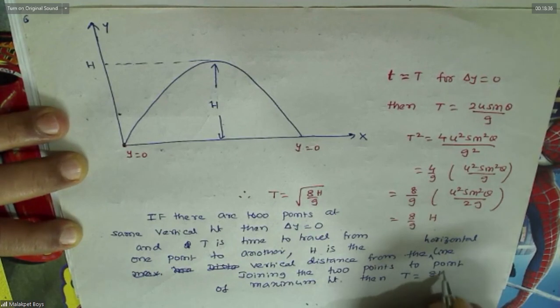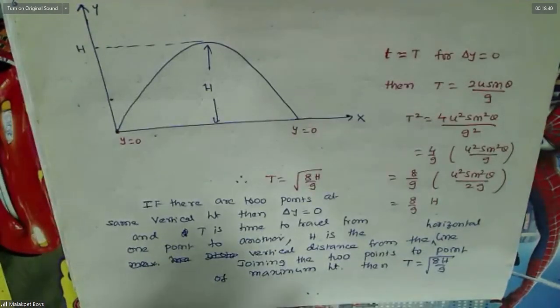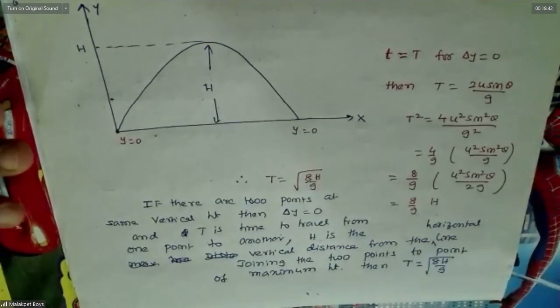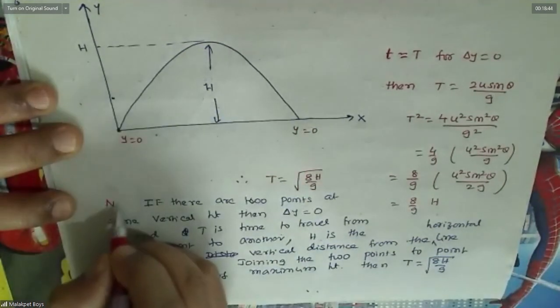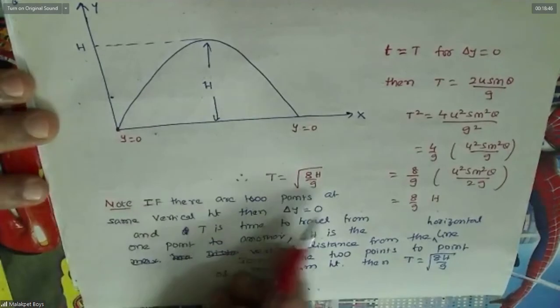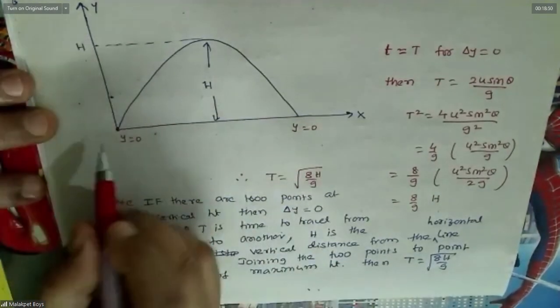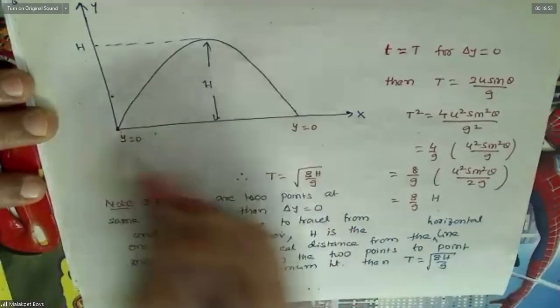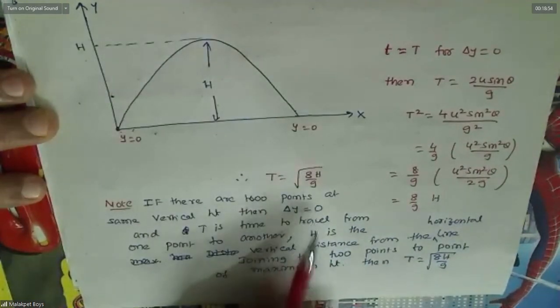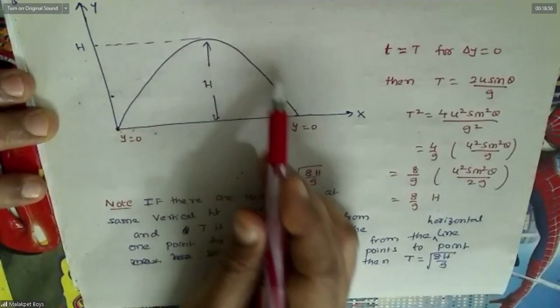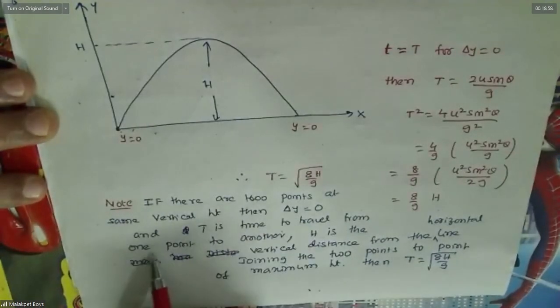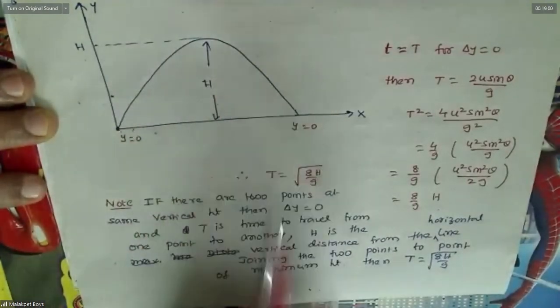Do you agree with what we have done now? Is it clear? This is a conclusion I am doing. Read this carefully. If there are 2 points at the same vertical height, they are at the same level. Now what is delta y? It is 0. And t is the time taken to travel from one point to the other. Do you agree with this?